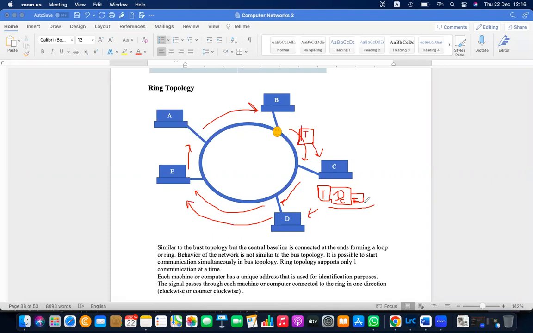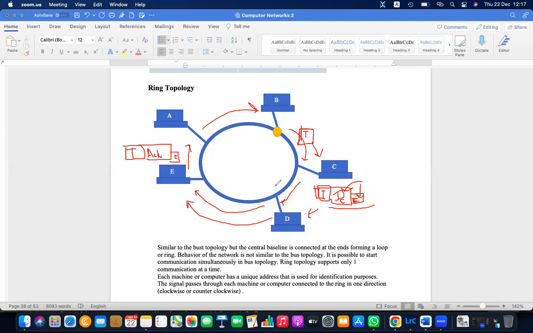Once E gets the data, E will see that it is my address. E will get that data, and E will release the token. But there's another version. In that version, E will not release the token. E will keep the token and attach an acknowledgement, ACK, saying that I got the data, and send it to C. So next round, C will know that E got my data. That is the acknowledgement part.